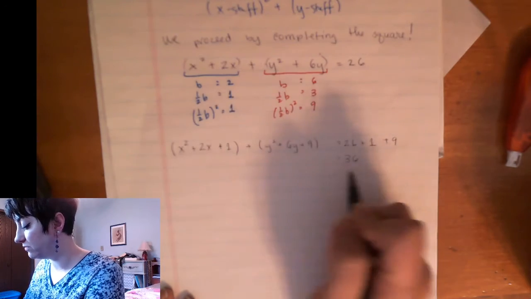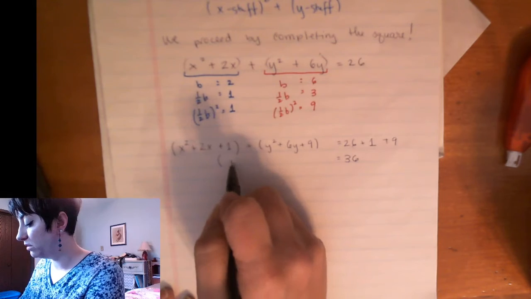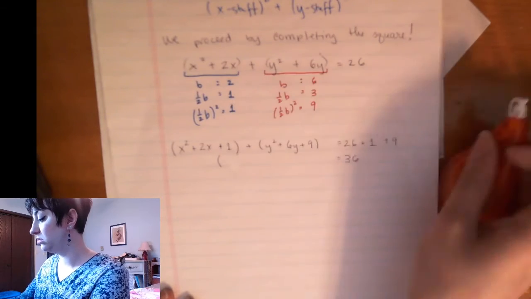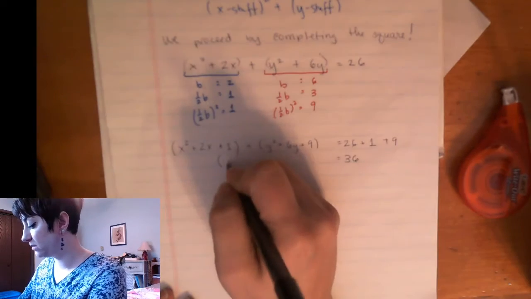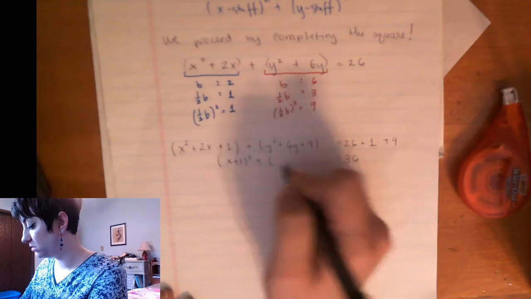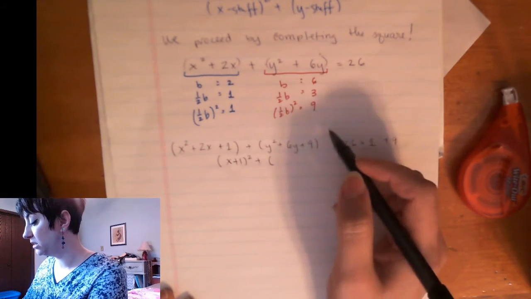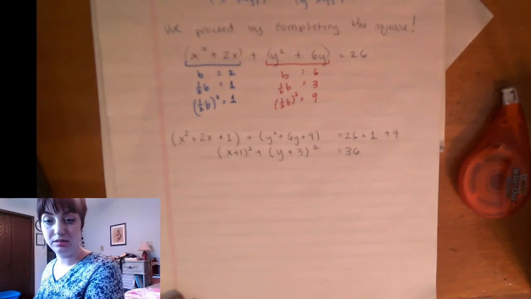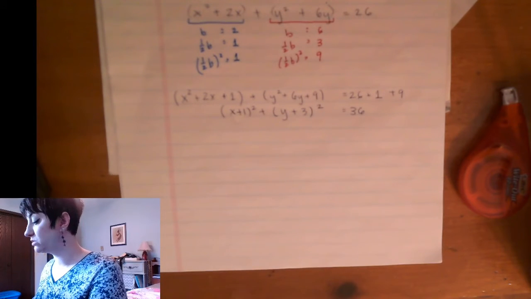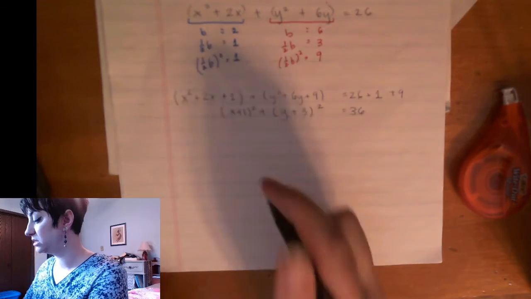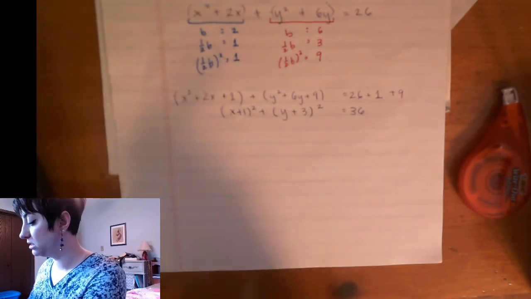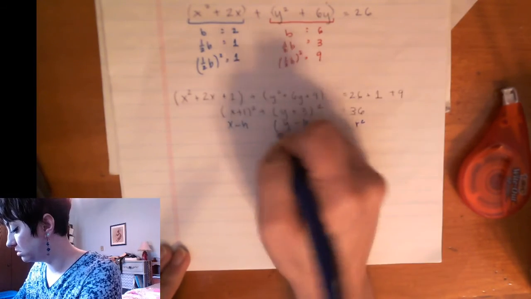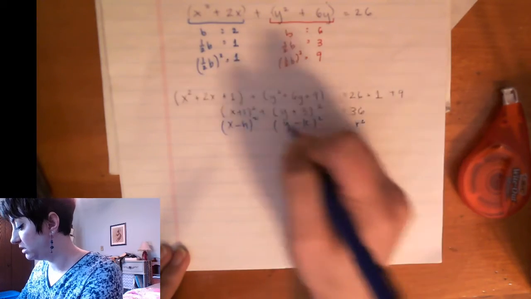Now I'm going to factor each of these. Two numbers that multiply to 1 and add to 2 would be 1 and 1. Two numbers that multiply to 9 and add to 6 would be 3 and 3. So I get this. This is my standard form. x plus 1 quantity squared plus y plus 3 quantity squared equals 36. So remember, it's x minus h, y minus k, and r. Right? That's my form.